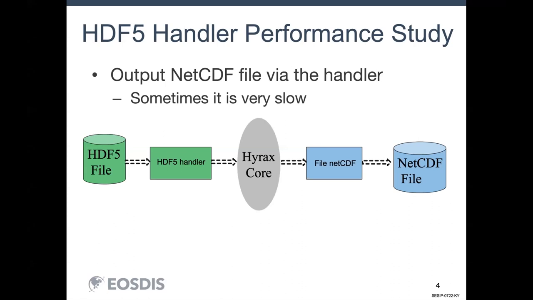In fact, this pipeline is very popular with NASA. The Hyrax service is maybe the most popular data pipeline that NASA uses: through the HDF5 file, through the HDF handler and Hyrax core, and through another module called file out netCDF to generate a netCDF file. This is useful because you can subset your netCDF file, and you can also aggregate multiple HDF files and use this module to generate one netCDF file, for example, time series data. So this is quite useful, but there's one problem. Sometimes it is really slow.